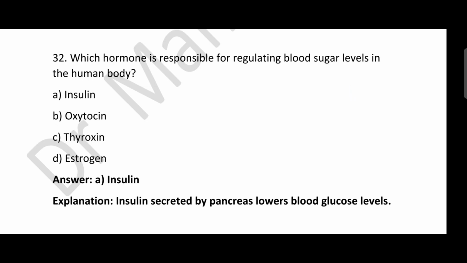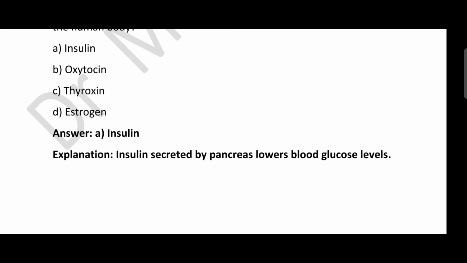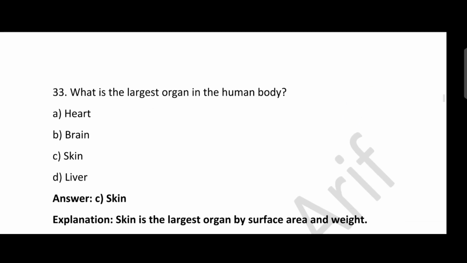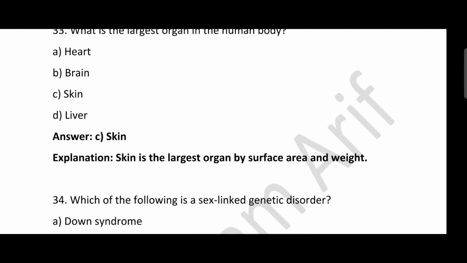Which hormone is responsible for regulating blood sugar levels in the human body? Correct answer is option A, that is insulin, because insulin secreted by the pancreas lowers our blood glucose levels. What is the largest organ in the human body? Correct answer is option C, that is skin, because skin is the largest organ by surface area and weight.